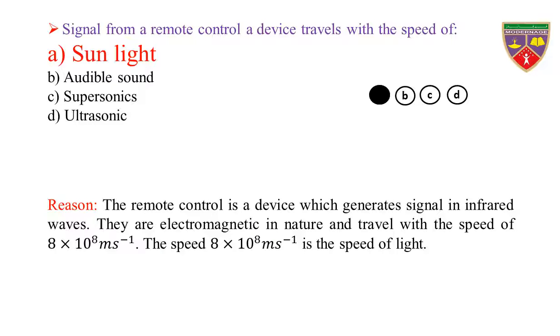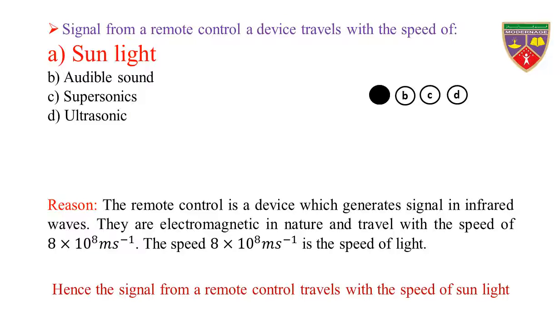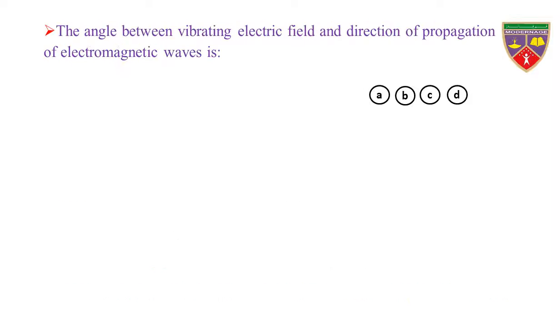Reason: the remote control is a device which generates signal in infrared waves. They are electromagnetic in nature and travel with the speed 3 into 10 power 8 meters per second. The speed 3 into 10 power 8 meters per second is the speed of light. Hence, the signal from a remote control travels with the speed of sunlight.